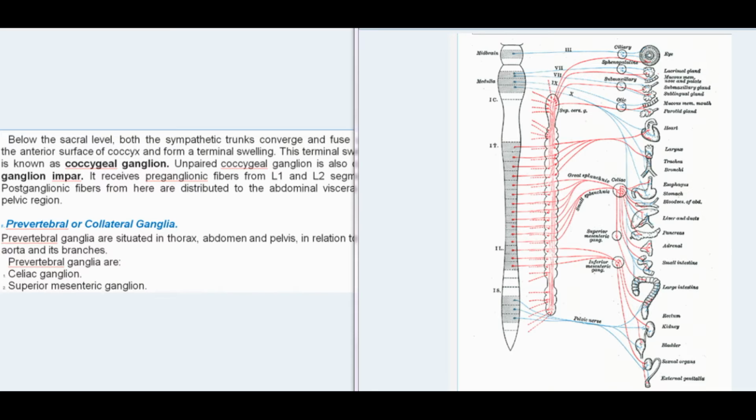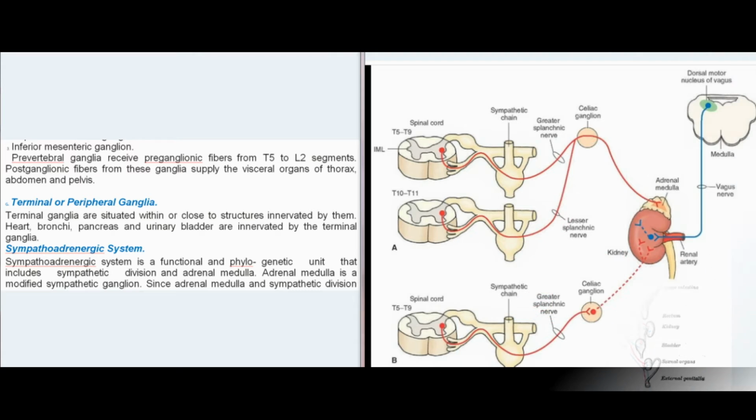Prevertebral or collateral ganglia. Prevertebral ganglia are situated in thorax, abdomen, and pelvis, in relation to aorta and its branches. Prevertebral ganglia are celiac ganglion, superior mesenteric ganglion, inferior mesenteric ganglion. Prevertebral ganglia receive preganglionic fibers from T5 to L2 segments. Postganglionic fibers from these ganglia supply the visceral organs of thorax, abdomen, and pelvis. Terminal or peripheral ganglia. Terminal ganglia are situated within or close to structures innervated by them. Heart, bronchi, pancreas and urinary bladder are innervated by the terminal ganglia.